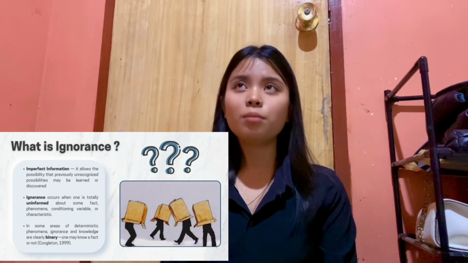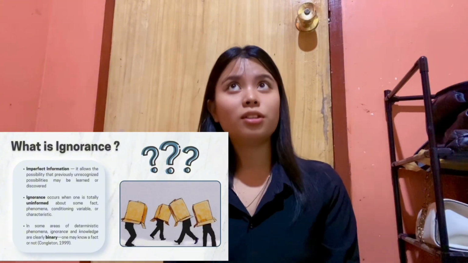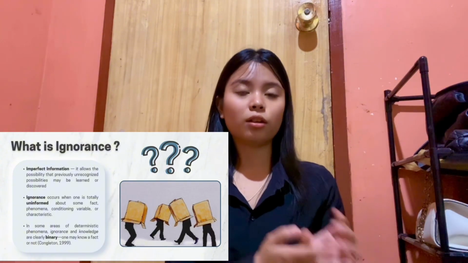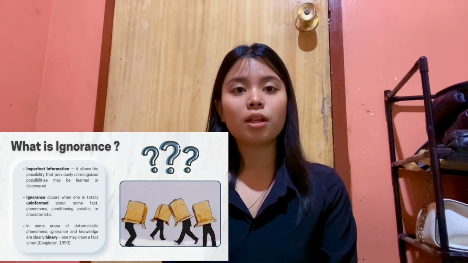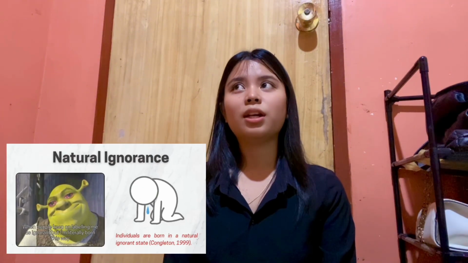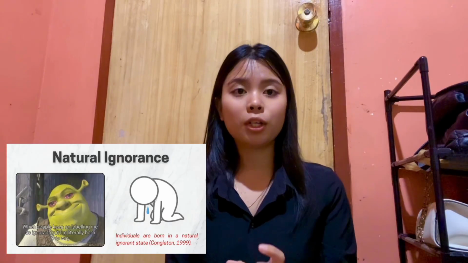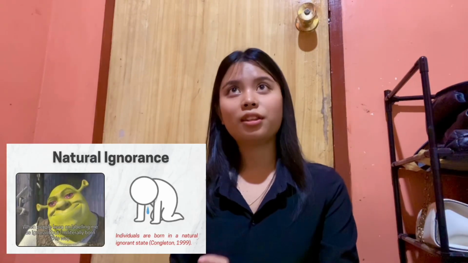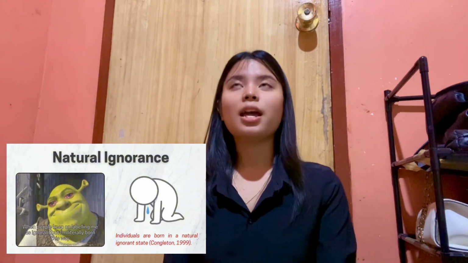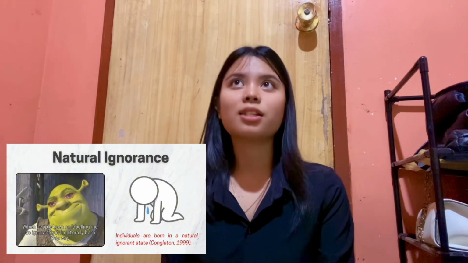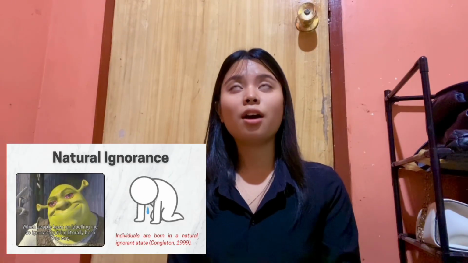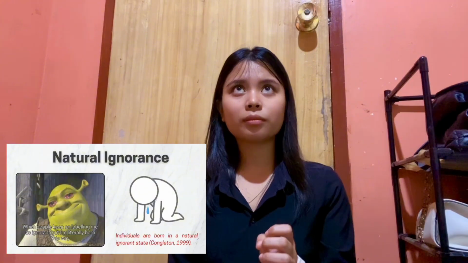In some deterministic phenomena, ignorance and knowledge are binary, which means that we may either know a fact or we may not. This shows that decisions are often made under conditions of uncertainty. Congleton also believed that individuals are not born knowledgeable, rather we are born completely ignorant into this world, and he calls that the state of natural ignorance. In order to overcome that, we should have access to information and available resources to learn. He furthers that idea by comprehensively discussing rational ignorance.